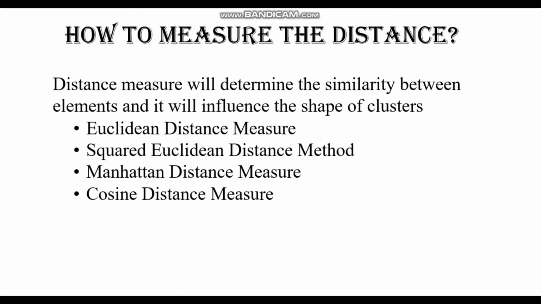So for example, there is a criteria to measure the distance. The distance measure is nothing but the measure that will determine the similarity between elements, and it will influence the shape of the cluster. To measure the distance in hierarchical clustering, we use these four methods: Euclidean distance, squared Euclidean distance, Manhattan distance measure, and cosine distance measure.